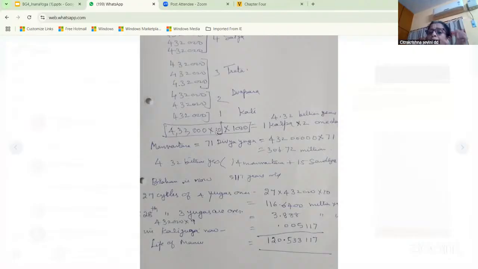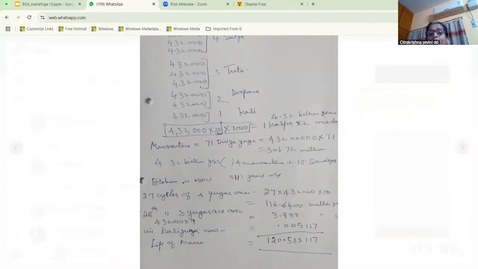So 1 day means it is only the 12 hours day time. Multiplied by 2, it becomes day and night put together, the 24 hours day. So his 1 day, 1 kalpa, is 4.32 billion years. Now we come to this: in one Brahma's age, 14 Manus come.